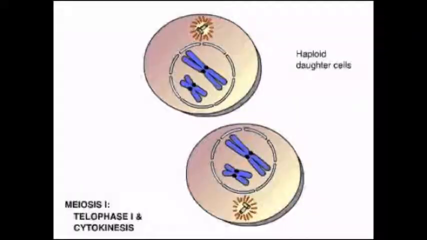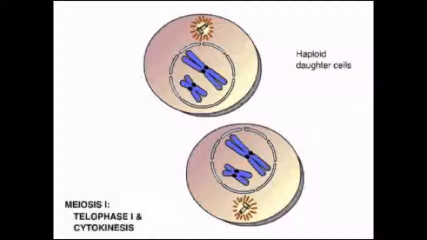In telophase 1, the chromosomes arrive at the poles of the cell. When the chromosomes finish their journey, each pole of the cell has a haploid chromosome set, although each chromosome is still in duplicate form at this point. In other words, each chromosome still consists of 2 sister chromatids. Usually cytokinesis occurs along with telophase 1, and 2 haploid daughter cells are formed.